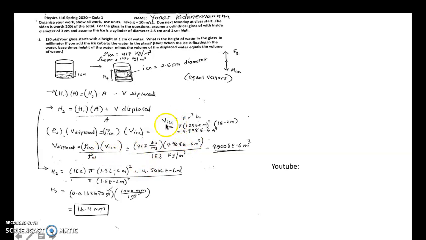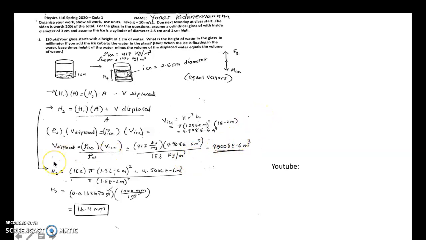So the volume of ice would be pi r squared times h. So pi times 1.25 e minus 2 meters squared, because this is the radius in meters, and it was given to us in centimeters, so I just converted it to meters, times 1 e minus 2 meters. And that gave us 4.908 e minus 6 cubic meter, and I was able to plug that into here. And so the volume displaced would be 4.5006 e minus 6 cubic meter.